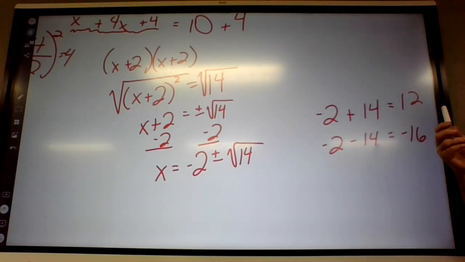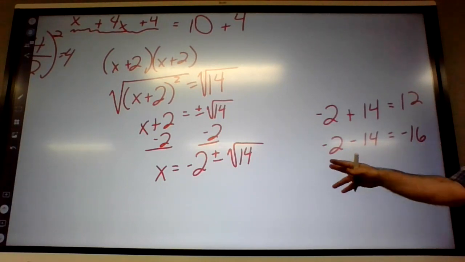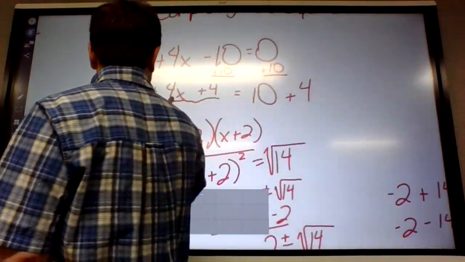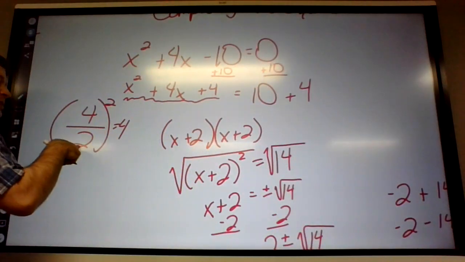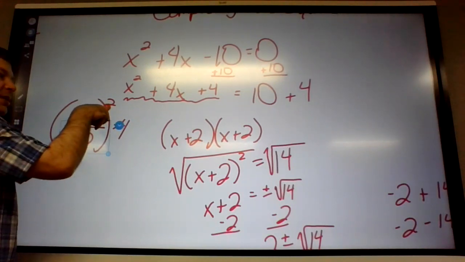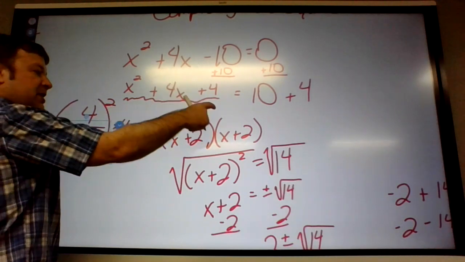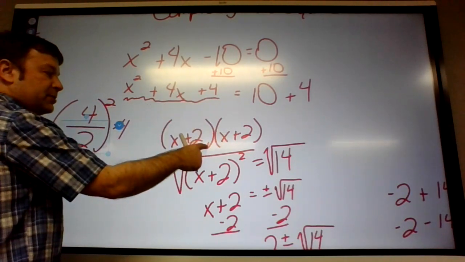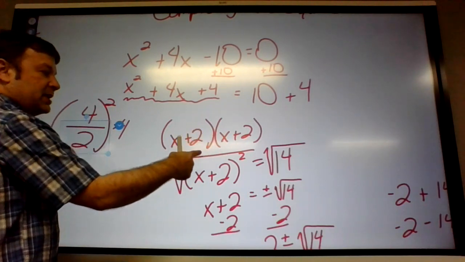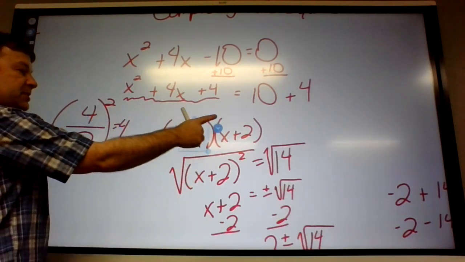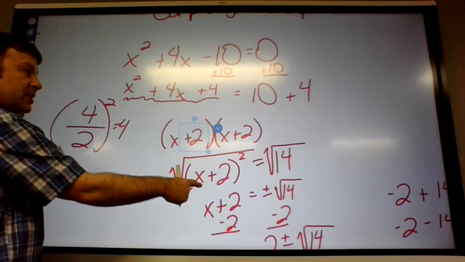So why again would you put the 4 over 2? You always take the number in front of the x, divide it by 2, and then whatever that is, square it. The reason we do that is because it creates something that factors perfectly into two identical things. It's called a perfect square. It's x plus 2 times x plus 2, or x plus 2 squared.